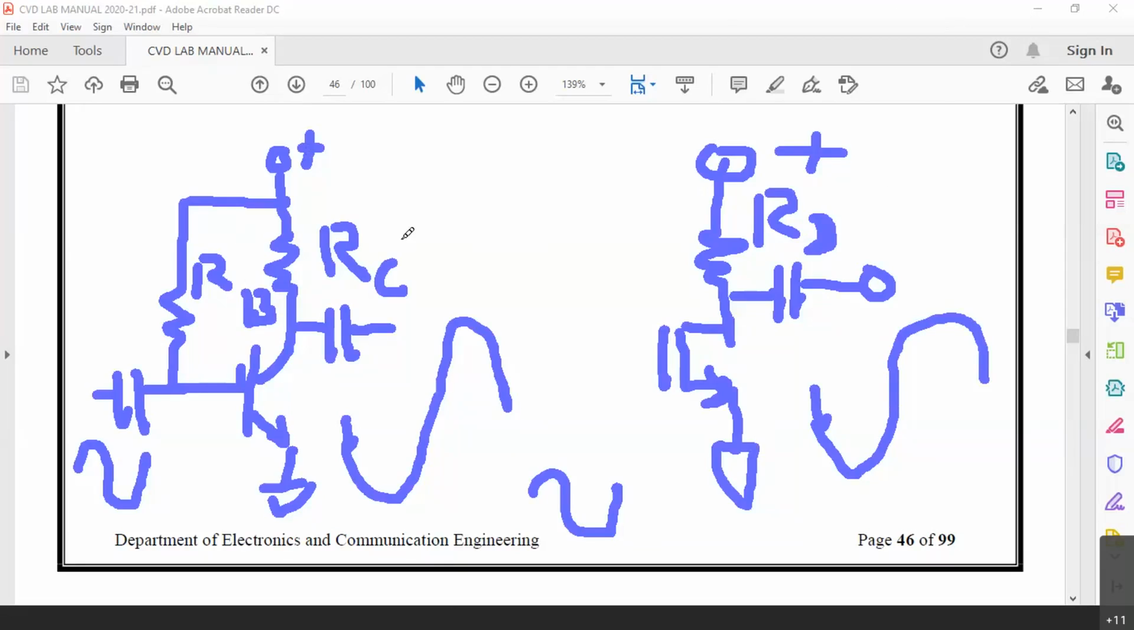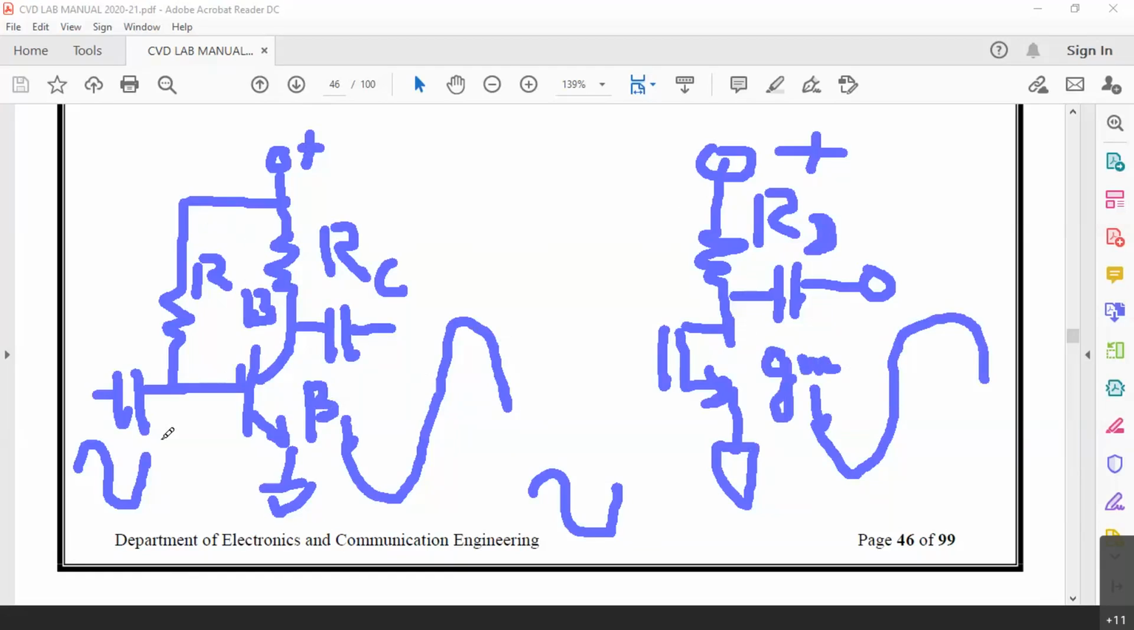The answer is BJT is a current control device and it has a factor called beta, whereas MOSFET is a voltage control device and it has a factor called gm, transconductance. So the MOSFET does not require any gate current at all, whereas the BJT required a base current there. As the MOSFET does not require any gate current, no need of biasing the MOSFET that way. That is one reason we don't require a gate resistance.